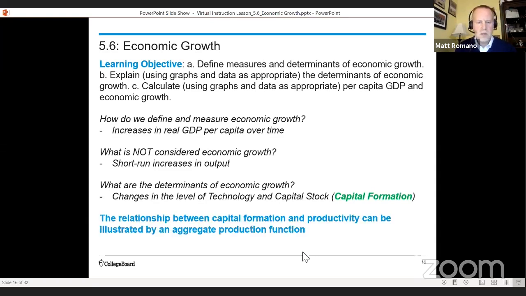The next question then becomes, how do we know that? How do we know this relationship to be true? What illustrates that for us? What explains that for us? And what does it is something we call an aggregate production function. So I'm going to introduce this to you and talk just a little bit about it and how it can be illustrated both in a mathematical equation and as a model.